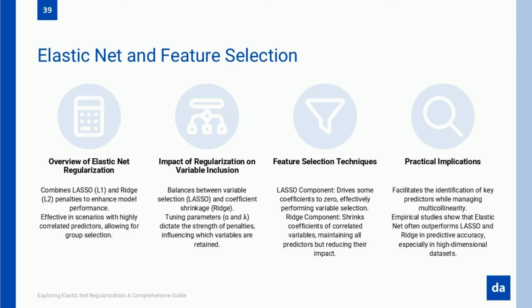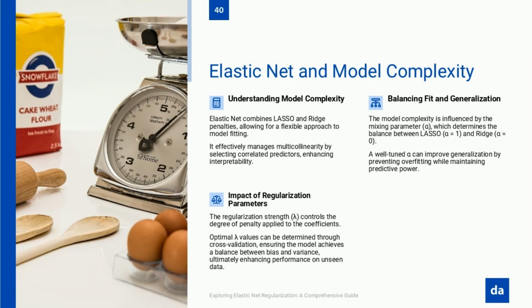Now that we know how Elastic Net selects the right features, let's talk about another key trade-off, how it balances model complexity and performance to avoid overfitting. A model should be as simple as possible, but not simpler. If a model is too complex, it memorizes noise instead of learning real patterns. If it's too simple, it misses important relationships in the data. Elastic Net helps us find the right balance by controlling model complexity through regularization.